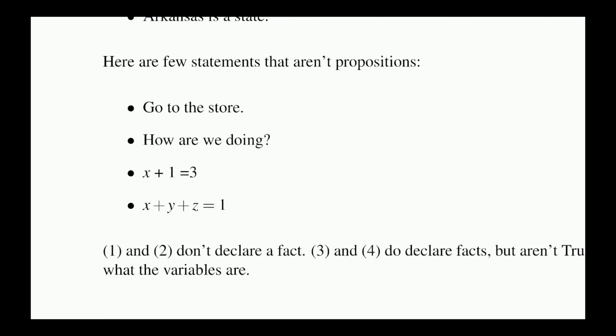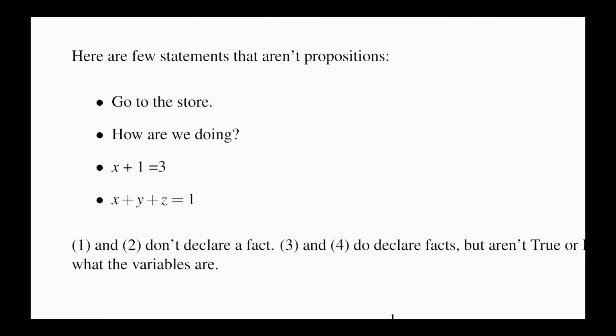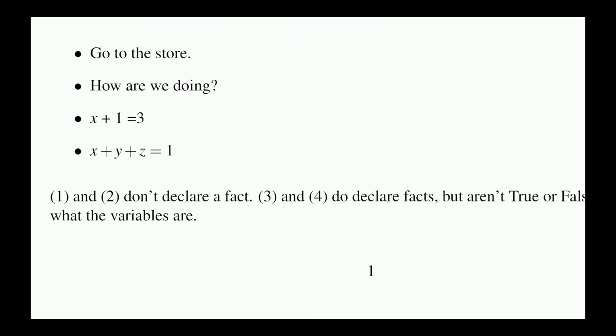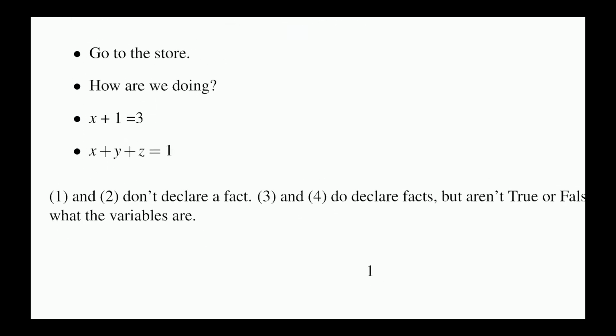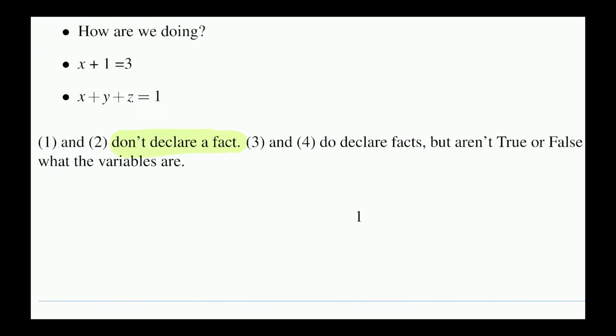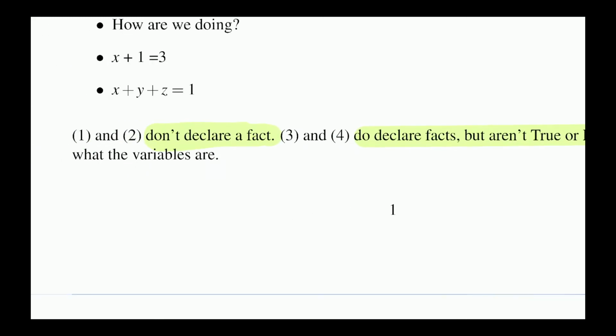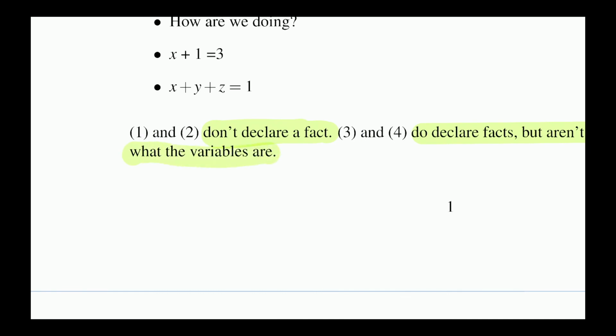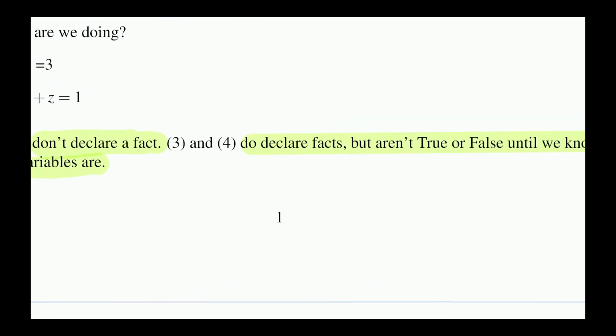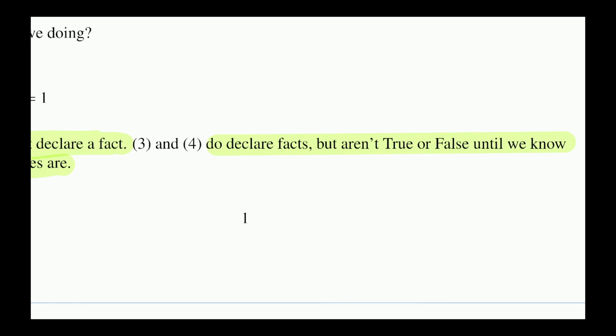Okay, so in order for something to not be a proposition, that means something went wrong. So what could go wrong? And actually we say it down here. If something does not declare a fact, then it's not a proposition. And also, if it does declare a fact, but it can't have a value of true or false yet, then that would make it not a proposition as well.